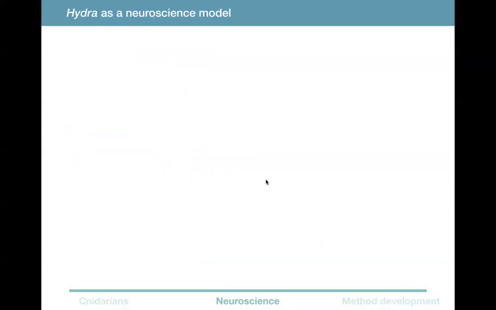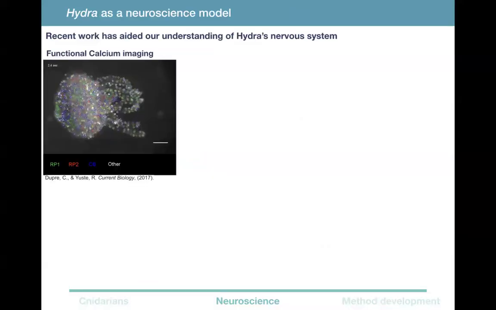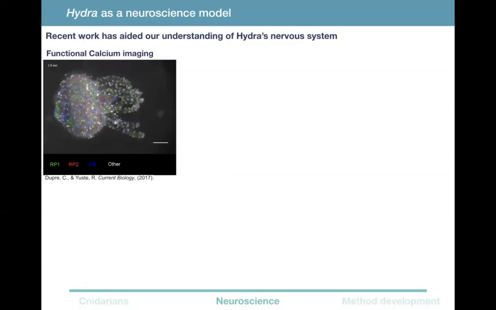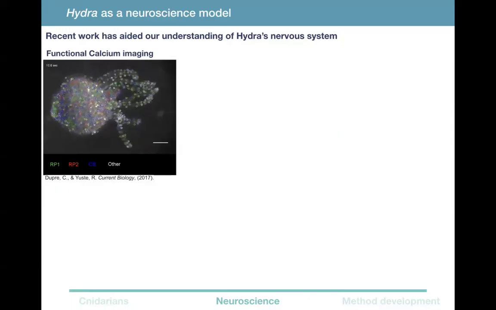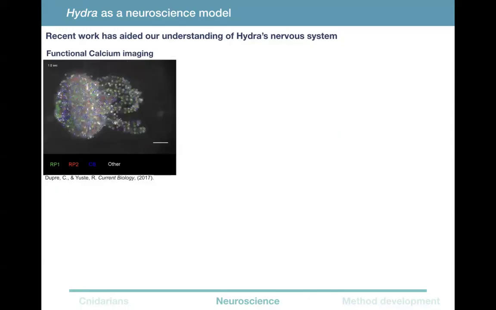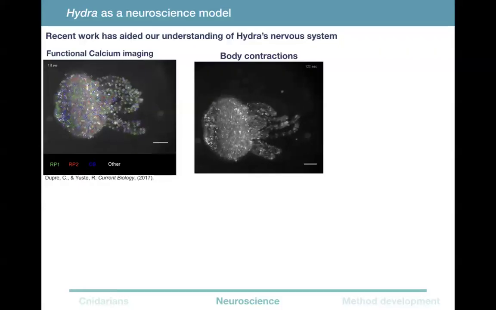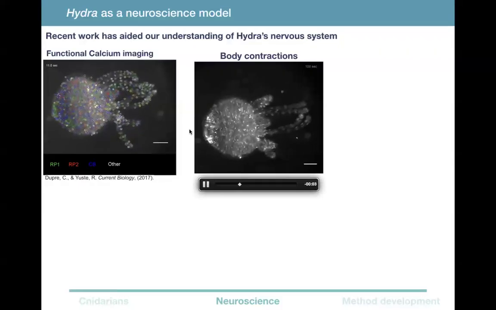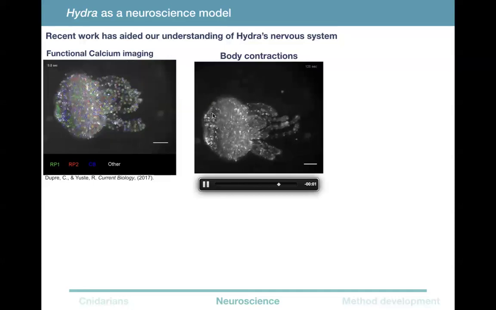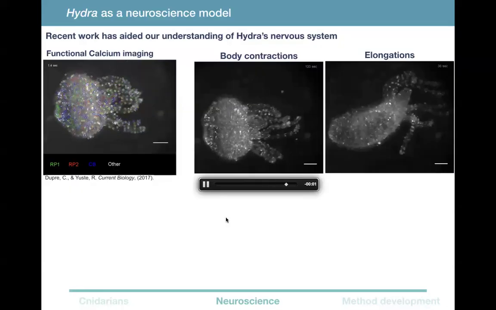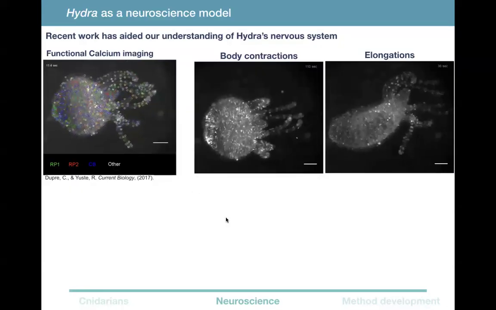As a neuroscience model, Hydra's been developing in the last few years. First, folks have started doing functional calcium imaging. What they found is that these neurons fire together in distinct synchronous groups. So for instance, this is a group that governs body contraction. You can see there's lots of neurons here in the foot, but some throughout the body, that when they fire together cause the body to contract. Same thing here, is another group that governs elongation.